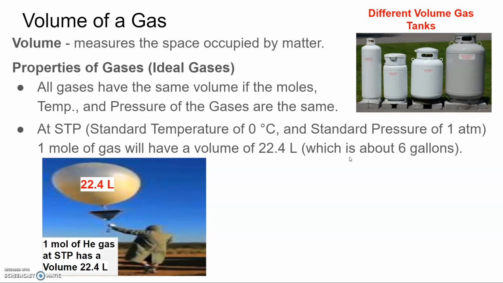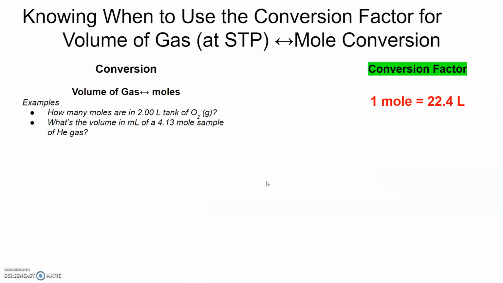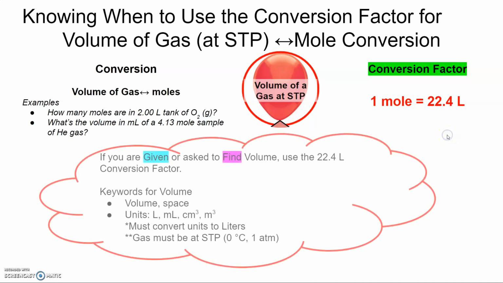For example, if you have 1 mole of helium gas at STP, the volume of the helium gas will be 22.4 liters. And if you have 1 mole of oxygen gas at STP, it will have a volume of 22.4 liters as well. So when we're converting from volume of a gas at STP to moles or vice versa, we use 1 mole is equal to 22.4 liters as our conversion factor.